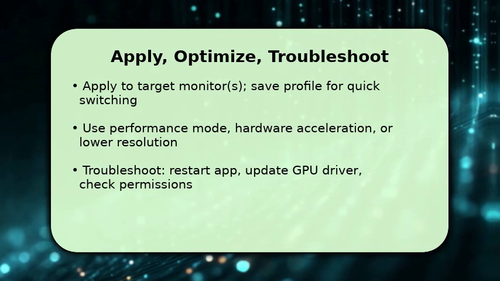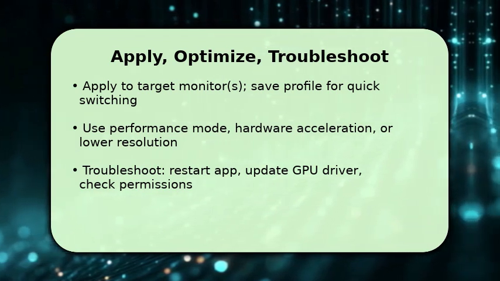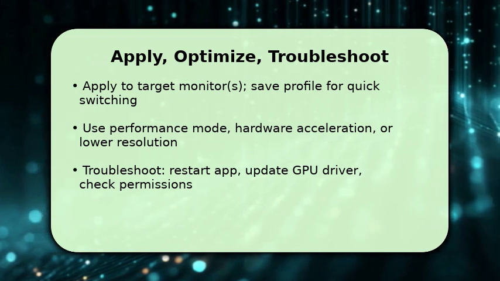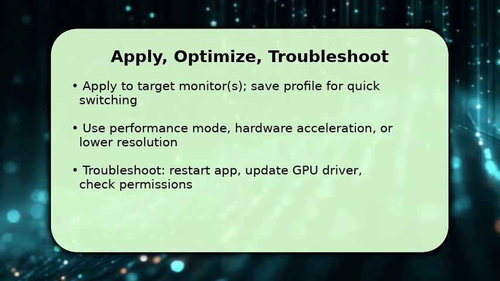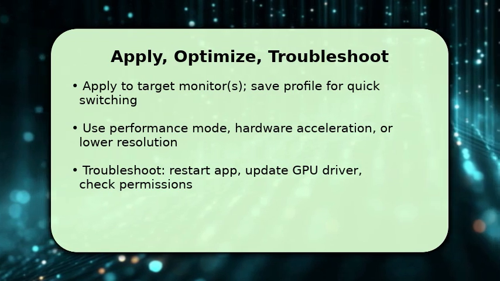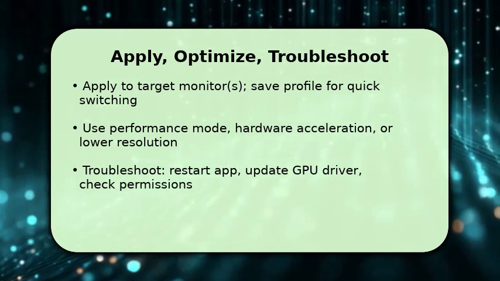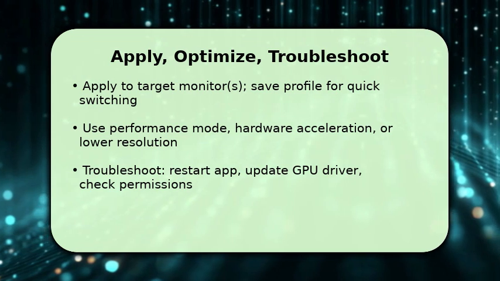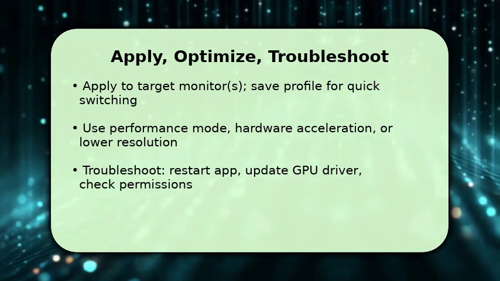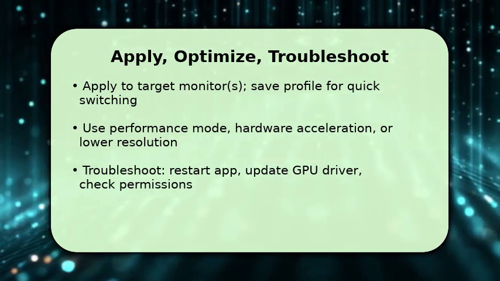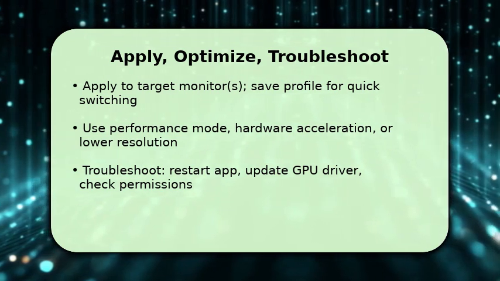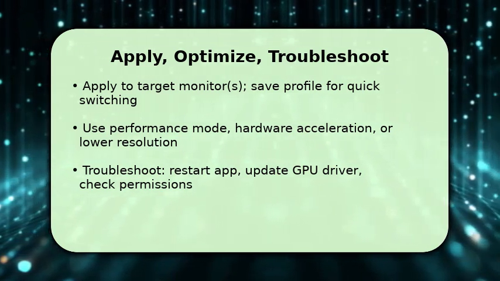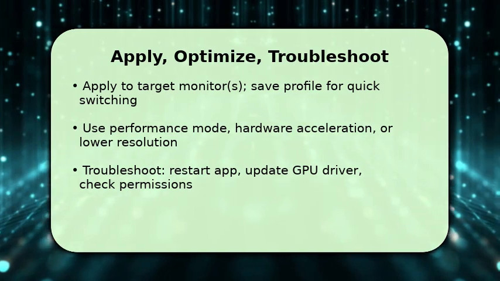Save a profile so you can revert or switch quickly, and enable performance or power-saving modes to minimize resource use. If the wallpaper stutters or won't appear, restart the wallpaper app first, then reboot if needed. Make sure GPU drivers and the app are up to date and verify file permissions and startup rights. If problems persist, try a lower resolution asset or switch rendering mode.